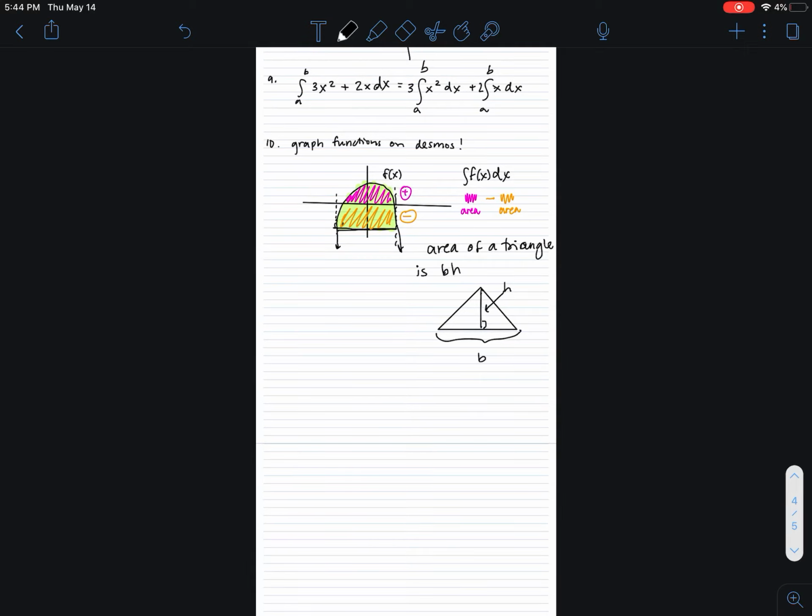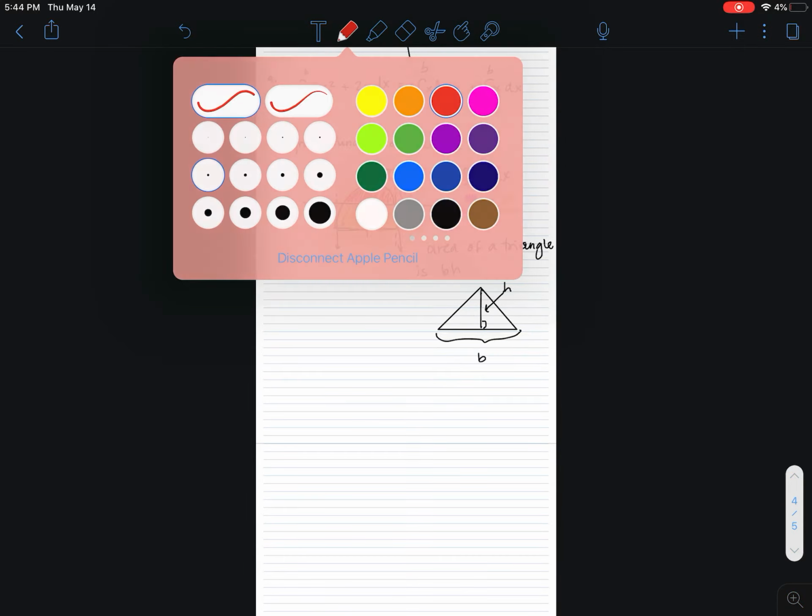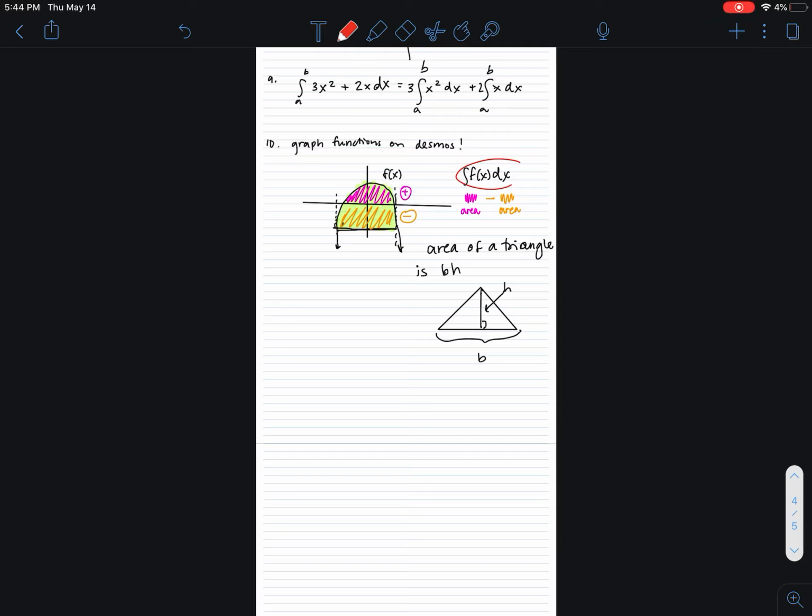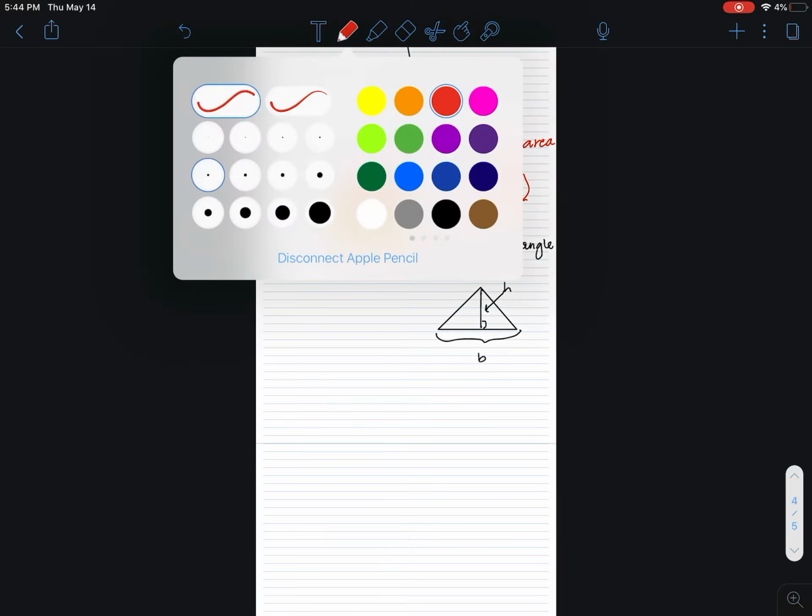Remember another comment on this guy up here? The integral gives you net area. So that's what subtracting the area underneath the graph is giving you. If you wanted total area, it's just this whole thing. There's no negative portion. It's just the area of the shape itself. Okay.